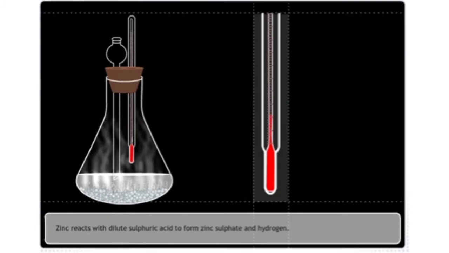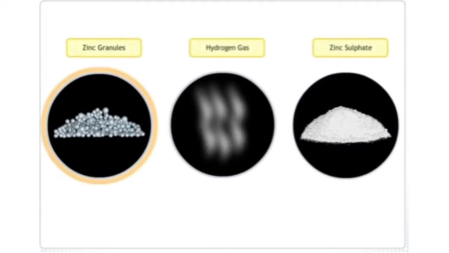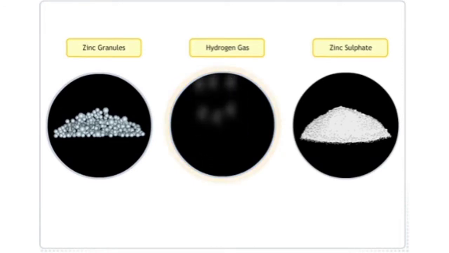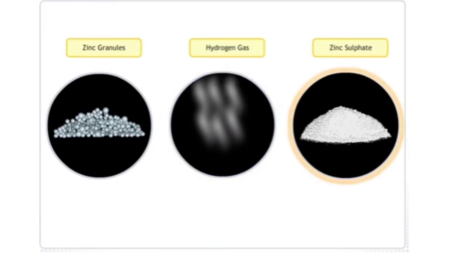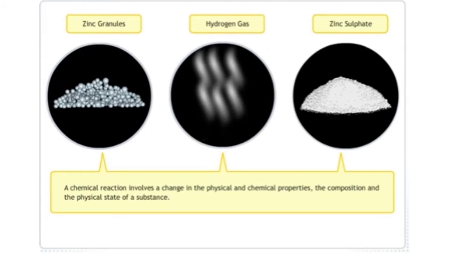Therefore, as you can see in this experiment, the color of zinc changed during the reaction. That is, there was a change in physical properties. The reaction also resulted in the evolution of a gas, that is, the state of the reactants changed. Zinc reacted with sulfuric acid to form zinc sulfate, a salt. Thus, the composition of the reactants changed. Hence, we can say that a chemical reaction involves a change in the physical and chemical properties, the composition, and the physical state of a substance, whether an element or a compound.